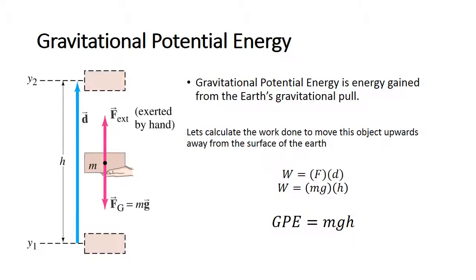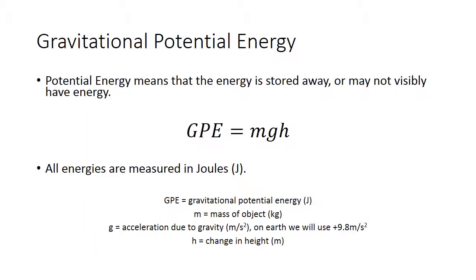So first let's calculate the work done to move this object upwards, away from the surface of the Earth. We know we can calculate work by force times distance. That force applied will be equal to the weight of the object, or mg. That distance will be equal to h, how far it moved up. So now we see work equals mgh. And that is actually the same equation we used to calculate the gravitational potential energy. So that gravitational potential energy describes the amount of work done by gravity when an object is moved upwards. Potential energy means that that energy is stored away, or it may not be directly visible to us.